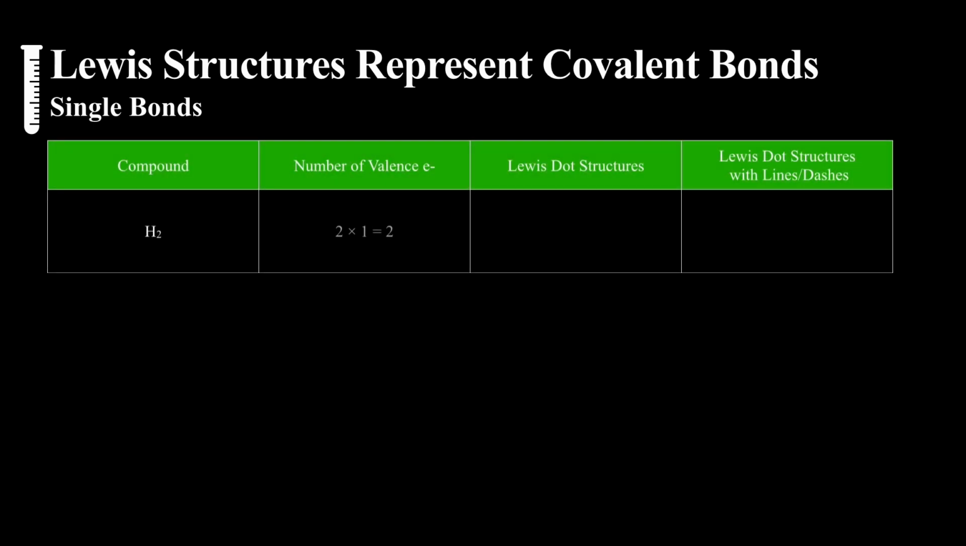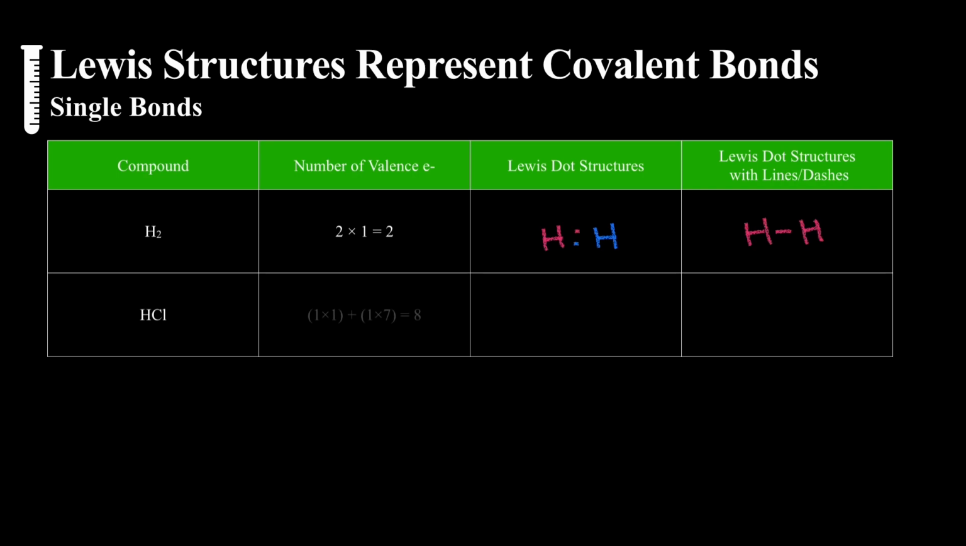H2 diatomic, so I have 2 times 1. The 1 is for the 1 valence electron that hydrogen has, which will give me 2 total to work with. So I drew one of the hydrogens in pink and the other in blue so you can see them pairing together like puzzle pieces, and the dots in between them I can later represent with a line or a dash.